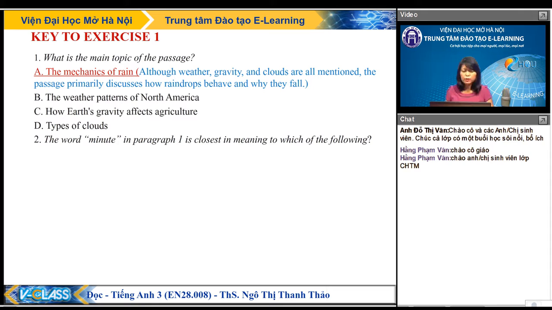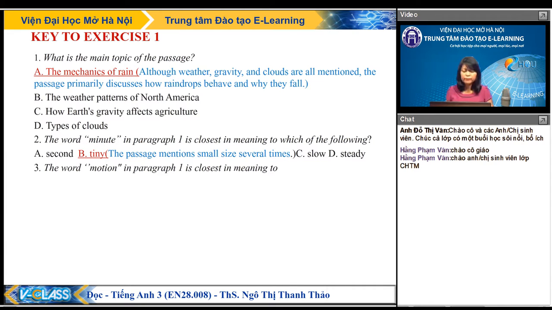Come on, with number 2. The word in paragraph 1 is closest in meaning to which of the following ones? Second, tiny, slow, or steady? The answer here is tiny. Why? Because the author mentions small size several times. So, minute here means tiny or small. So B is the correct answer.